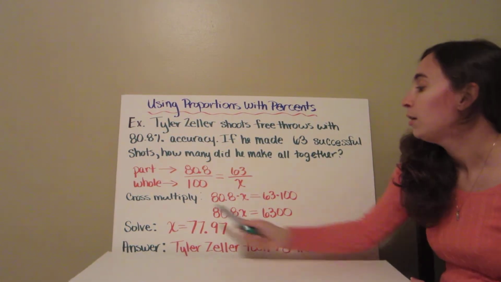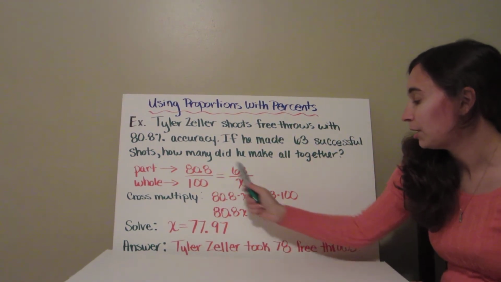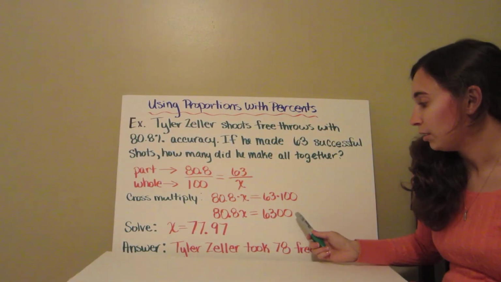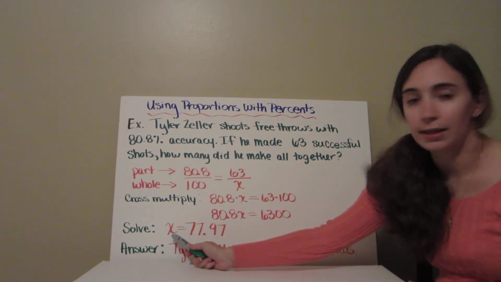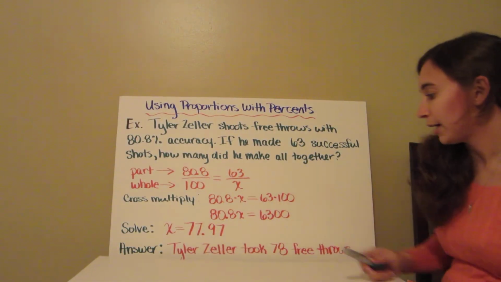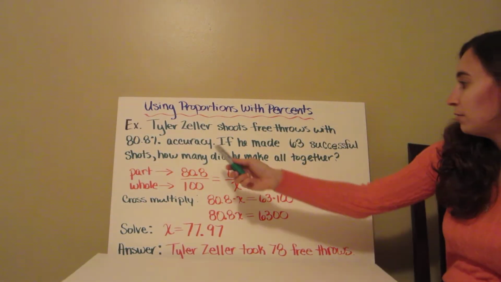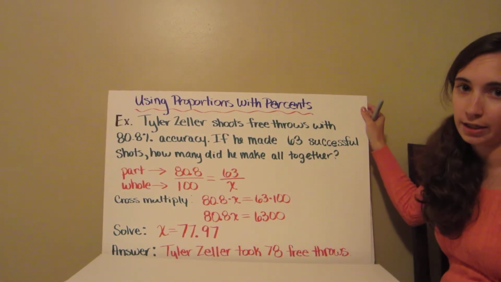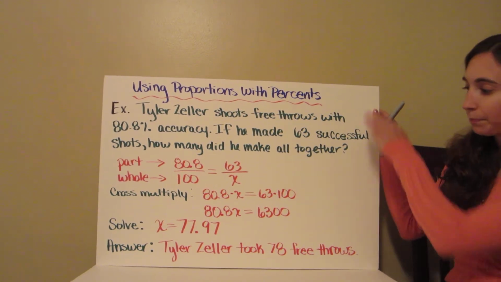So we cross multiply. 80.8 times x is equal to 63 times 100. We get 80.8x equals 6,300. We divide both sides by 80.8, and we get that x is equal to 77.97. Rounding up, we get that Tyler Zeller would have taken 78 free throws if he made 63 successful shots. Make sure that we always write our answer out. We want to make sure that we know the answer to the question, not just solving the problem.